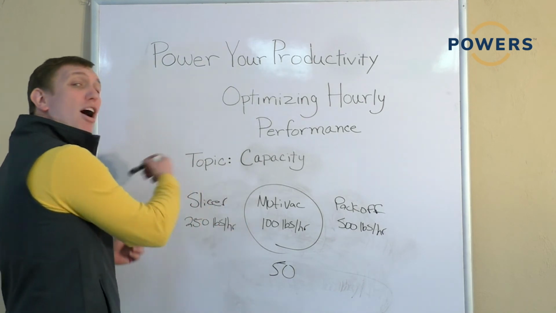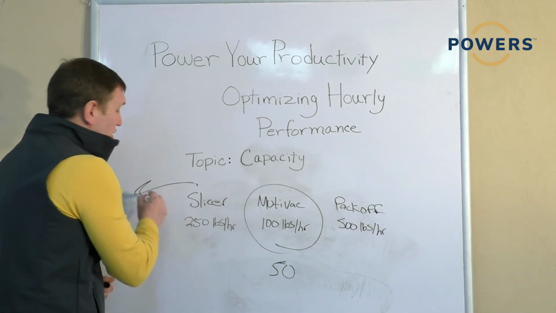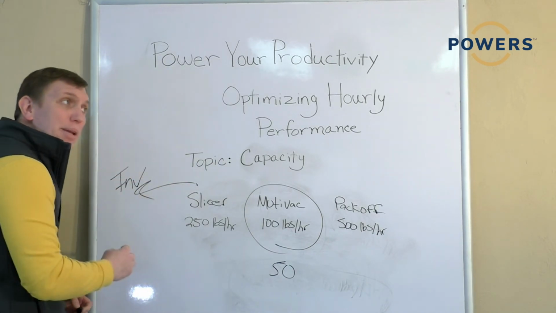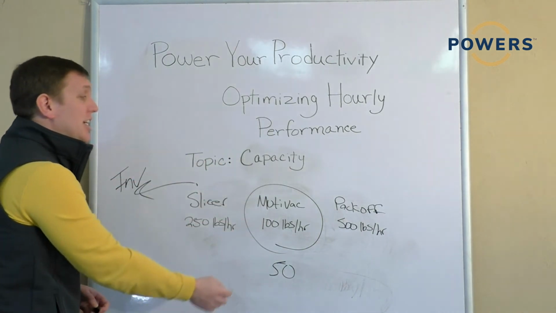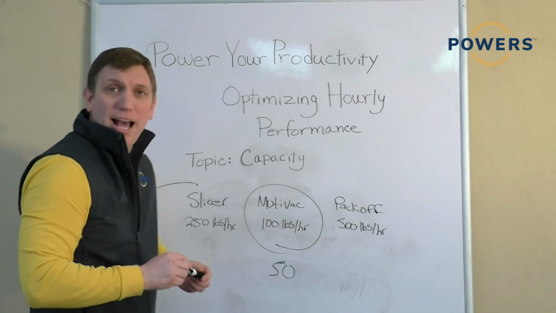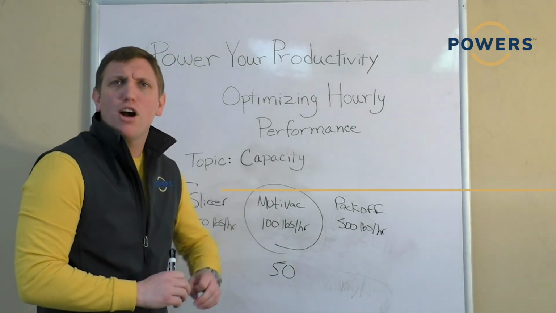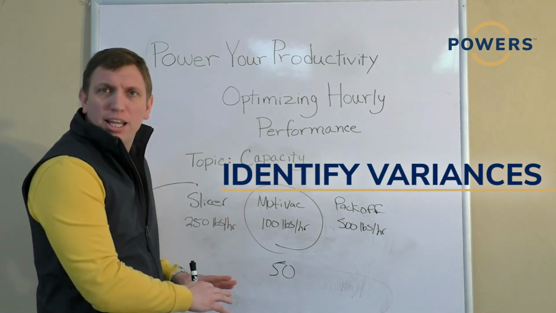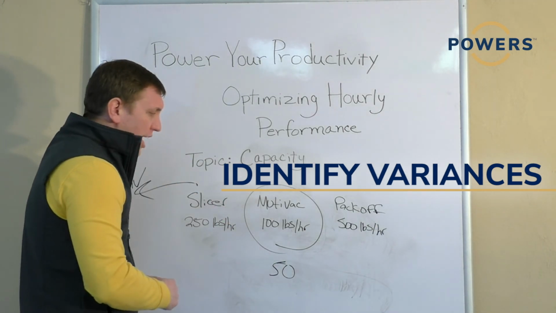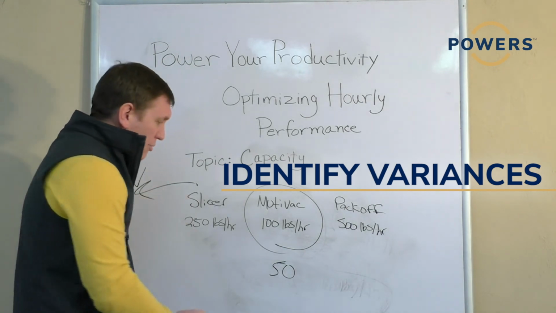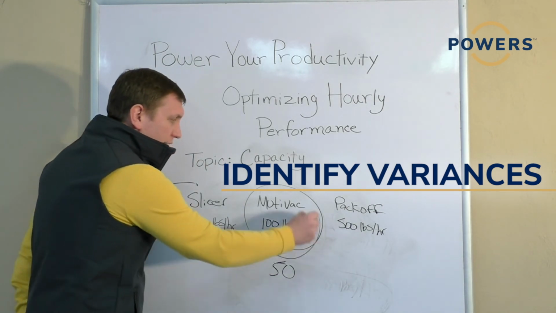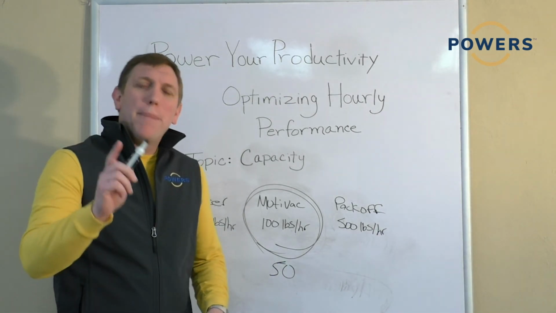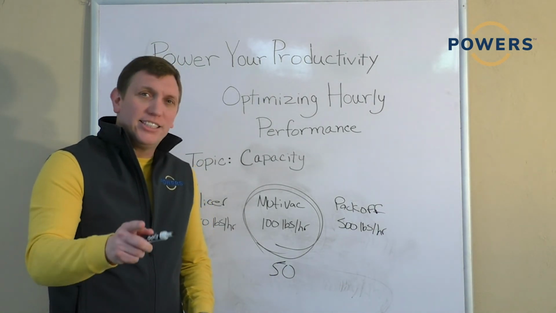I may have to go upstream further than the slicer, to what we could call inventory, and find out what's happening with my raw materials and inputs that still won't allow me to hit my capacity. As you're working with your operators, identify the variances that are preventing you from hitting capacity, making sure that our end-all target and our communications to our employees is, again, 100 pounds per hour on capacity. So go out there, power your productivity, and get to that capacity.